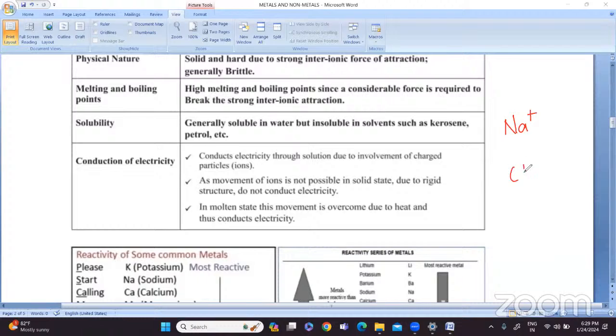Because Na plus ions and Cl minus ions are present, these are charged ions. Whenever charged ions are present, there is a possibility of conduction. So it can conduct electricity.